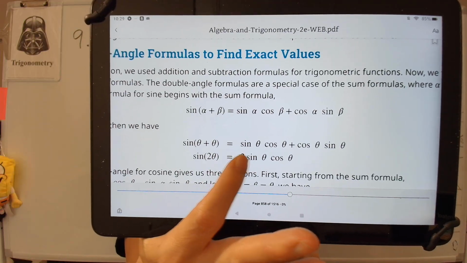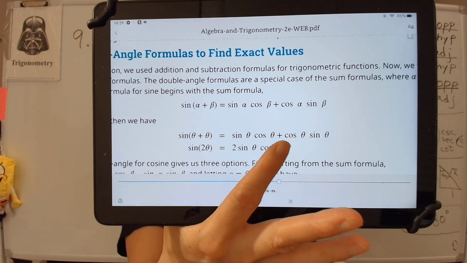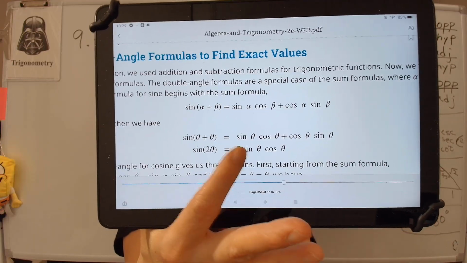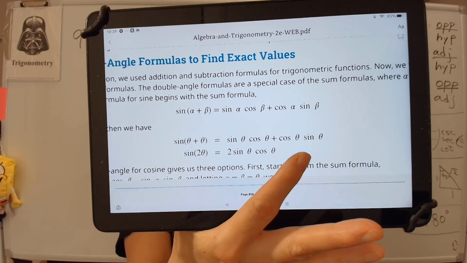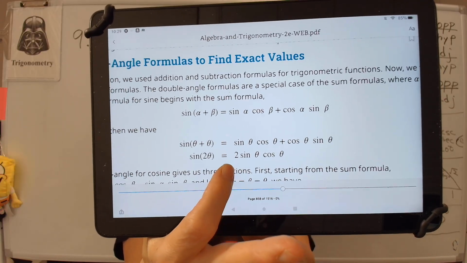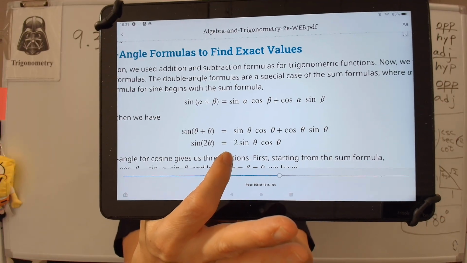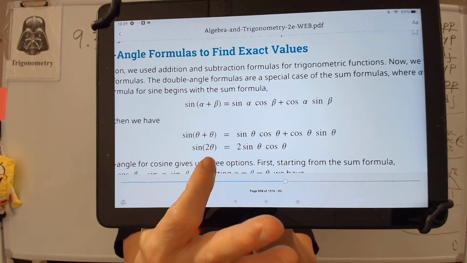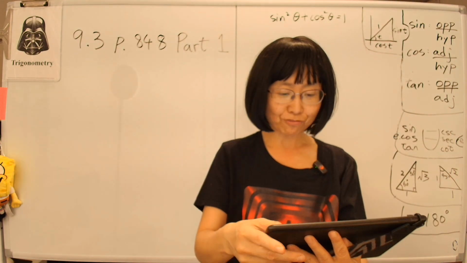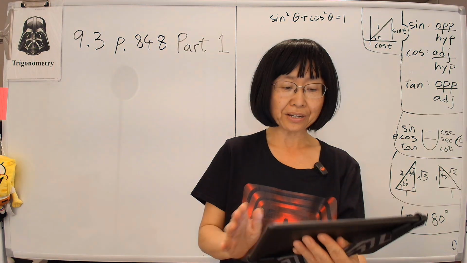In that case, following the formula, we'll have sine theta cosine theta plus cosine theta sine theta. But these are the same stuff, right? They are no different at all. So they're just two sine theta cosine theta. Just from this, we have proved the double angle formula for sine. That is sine 2 theta equals 2 sine theta cosine theta. That's the first formula.